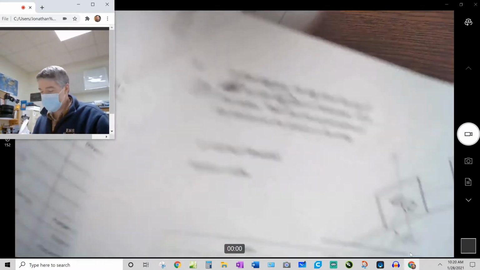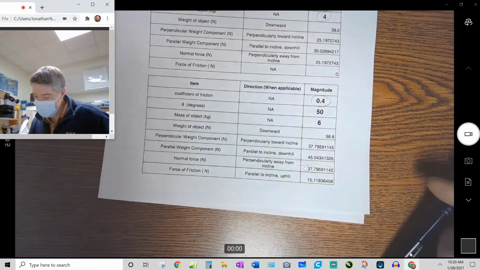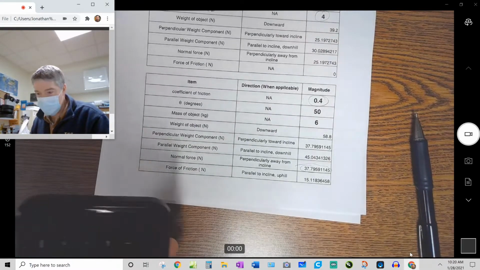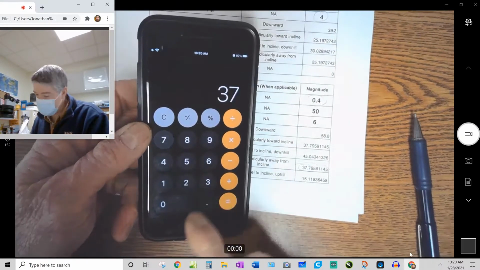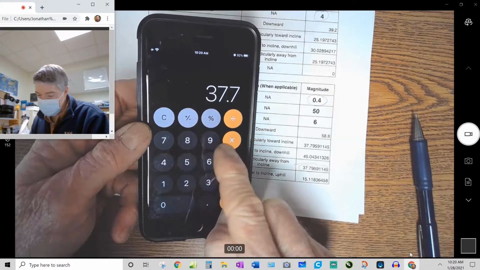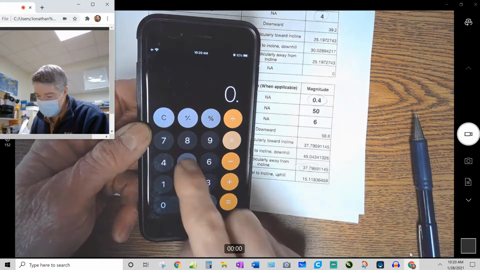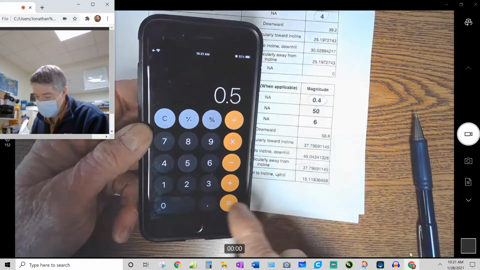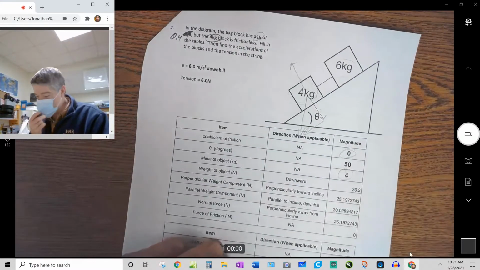Actually, I don't know. Let's see. So the normal force is 37.79, and if the force of friction is half of that, then I use 0.5, but I think it doesn't look like it's half of that. 37.796 times 0.5. Yeah, I must have used 0.4. Divided by 0.5 times 0.4. Yes, I used 0.4. So we need to make sure I tell you in class to use 0.4.